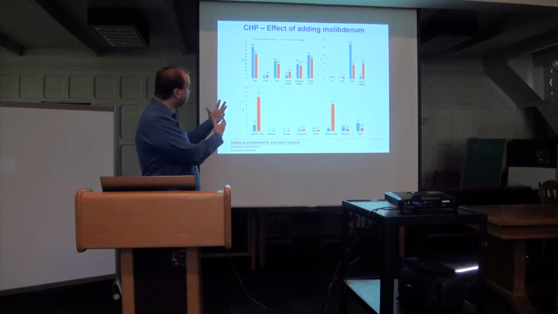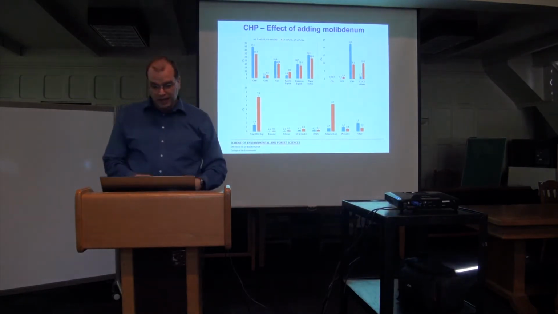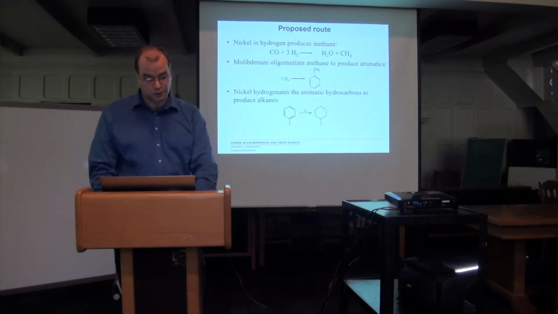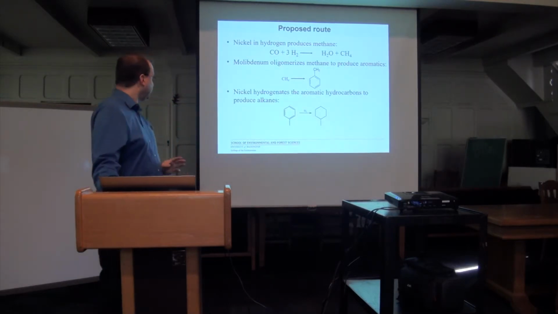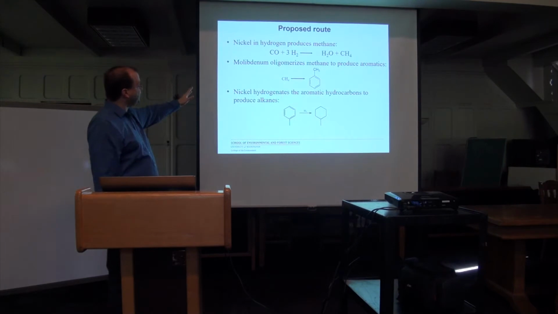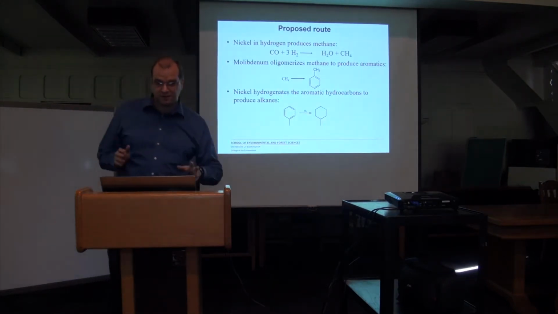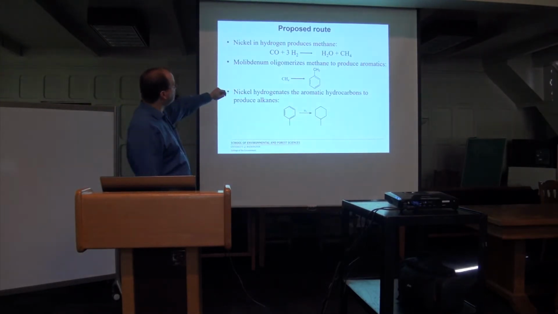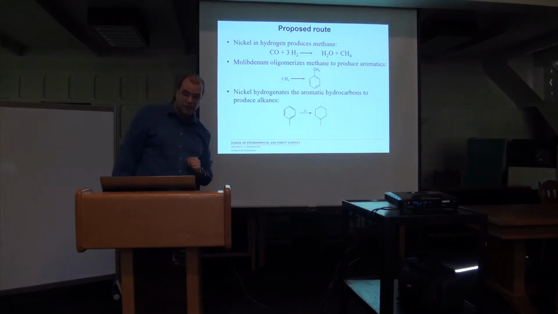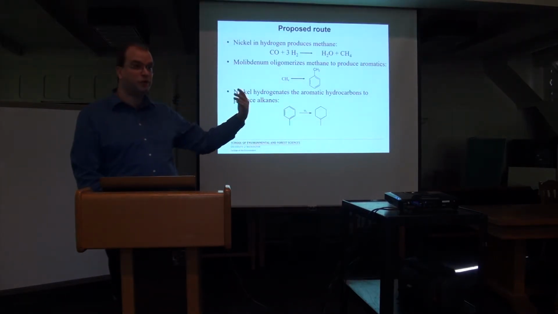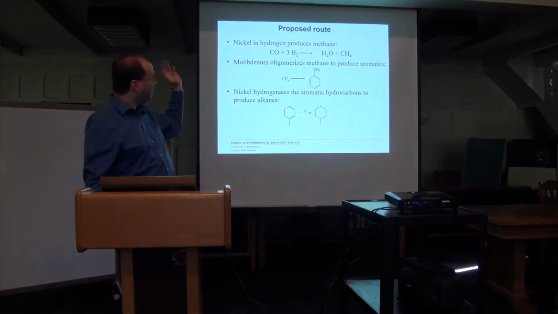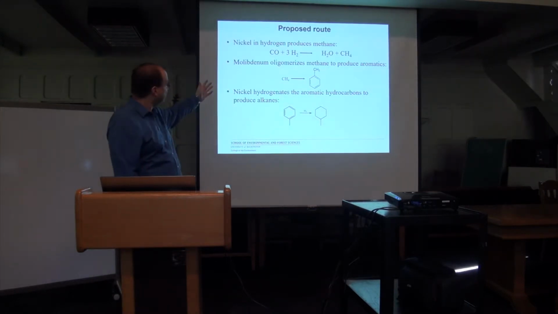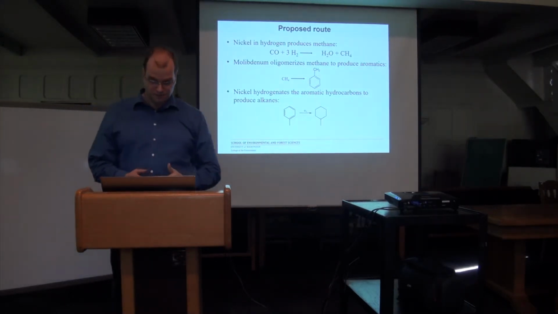So we are succeeding in creating those aromatics when we add the molybdenum, but the presence of the nickel also hydrogenates the aromatics, producing the cycloalkane. So that's the proposed route to explain all of these experiments here. So you do your hydropyrolysis. If there is nickel and hydrogen, that's the main reaction that happens here. You get that hydrogen reacting with carbon monoxide, which comes from the thermal decomposition of biomass, producing water and a significant amount of methane, okay? If the molybdenum is present, then oligomerization of the methane happens, creating aromatics.